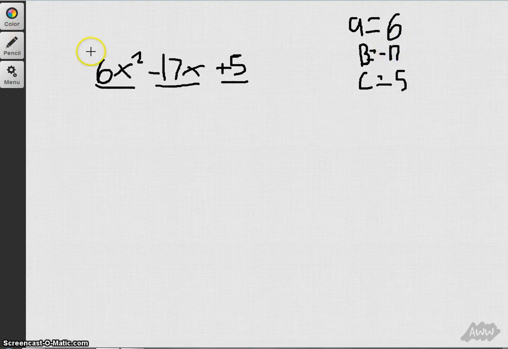So if you look at the problem, it doesn't have any common. So the common, you would just write 1, since you can't reduce it. So then to factor it, you have to do a diamond.